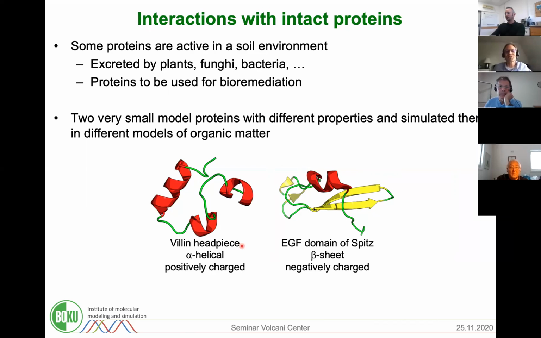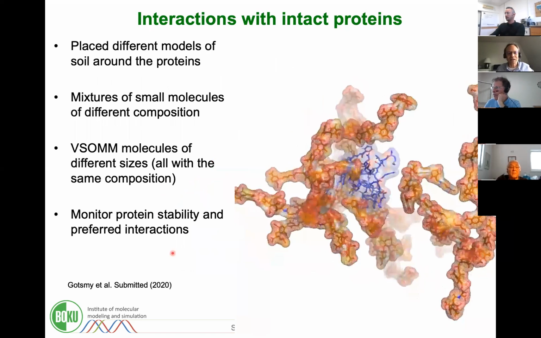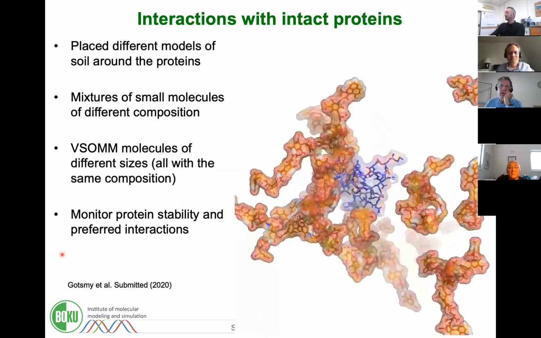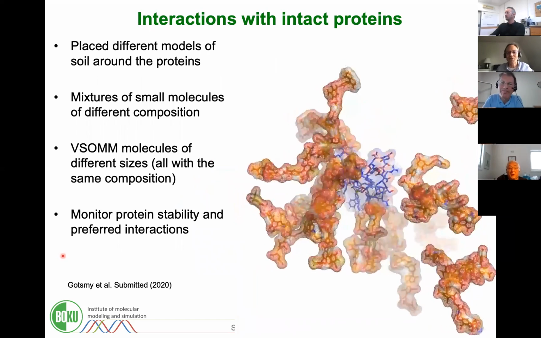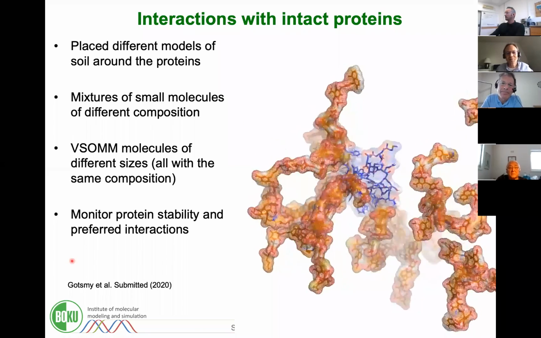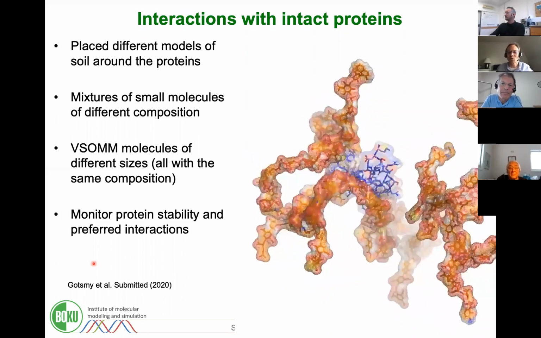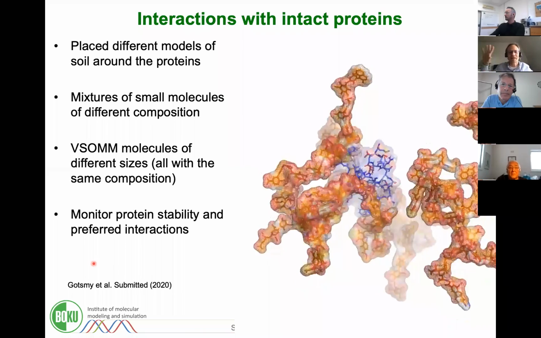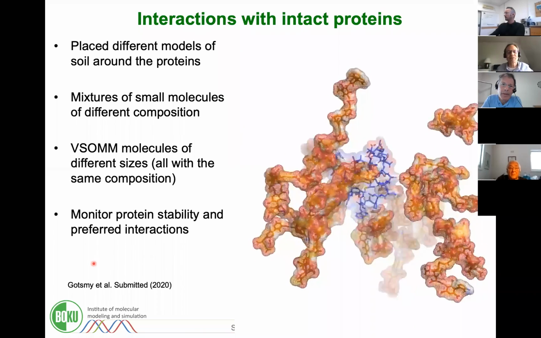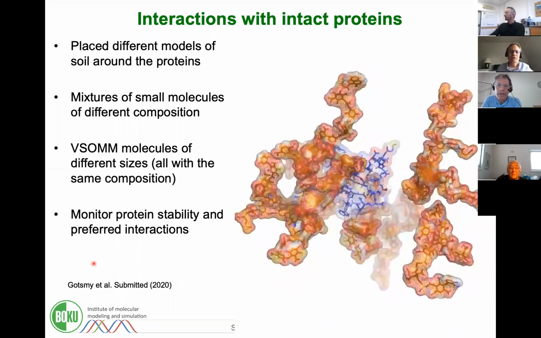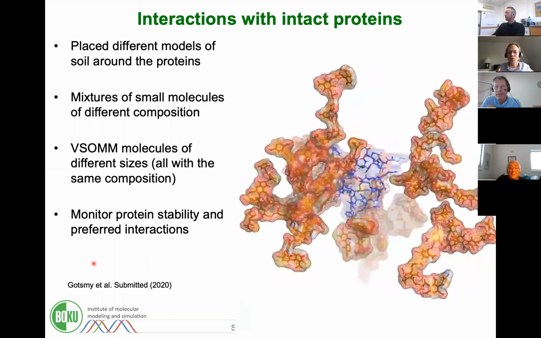And in a very first attempt, we look at two very, very small model proteins with different properties, and then we simulated them in different models of organic matter. So we put them into our organic matter. And here we see a movie of that. I don't know how well this works over Zoom, but what you see in blue is actually the protein. And in brown, you see our organic matter molecules. Basically, they start randomly placed in the box. And as the simulation continues, we see how they absorb onto the protein surface.